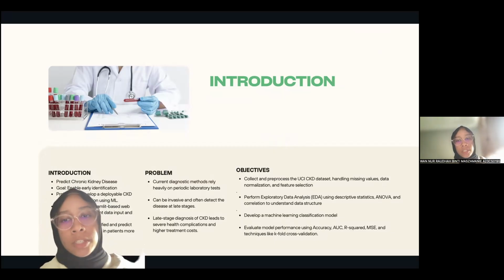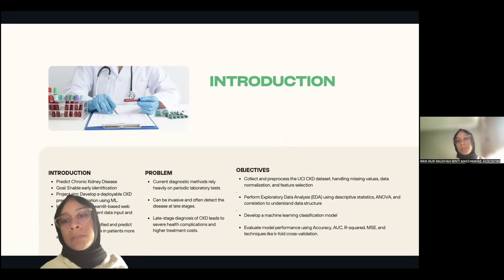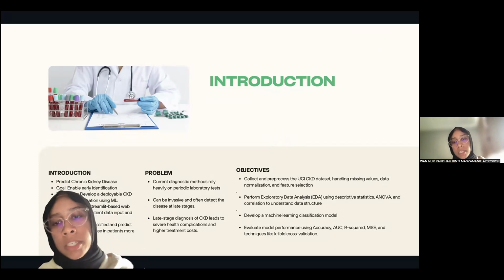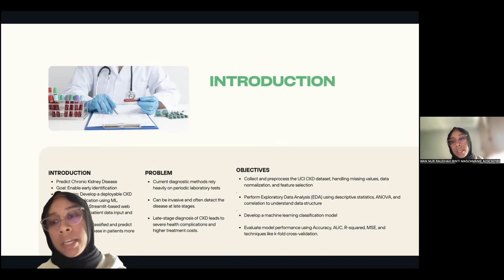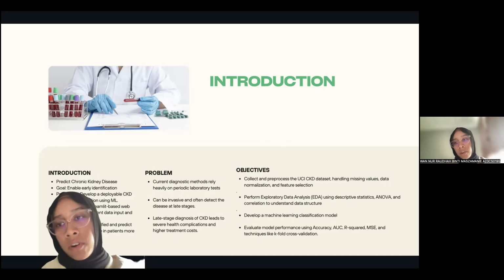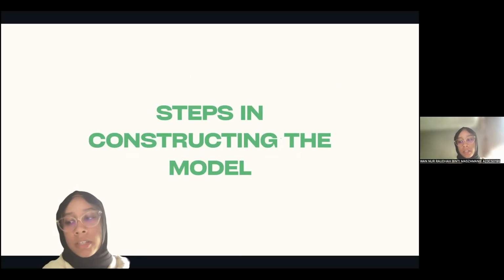So the objectives of this project are to collect and process the UCI CKD dataset and then perform exploratory data analysis. With the information, we can develop a machine learning classification model. And after that, we can evaluate the model created by using accuracy, AUC, R-squared, MSE, and techniques like K-fold cross-validation. There are a few steps in constructing the model.